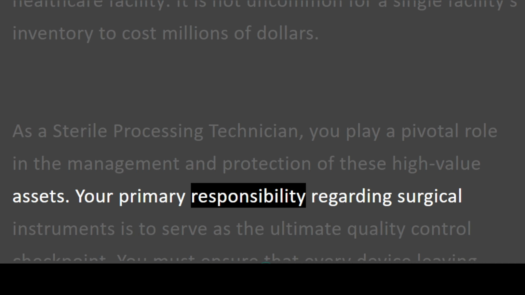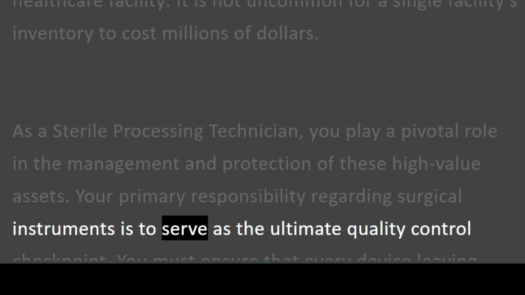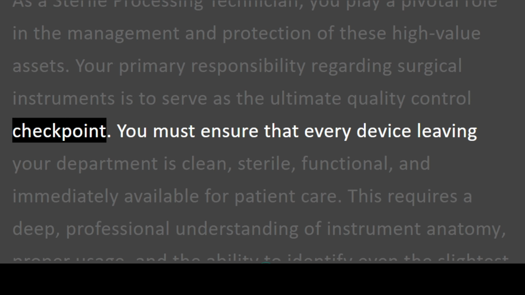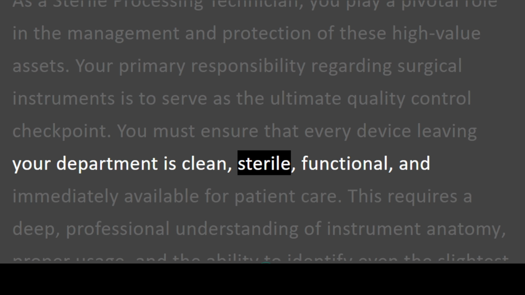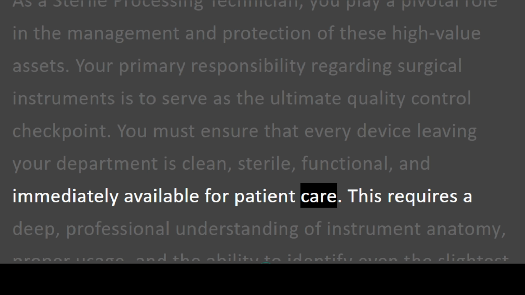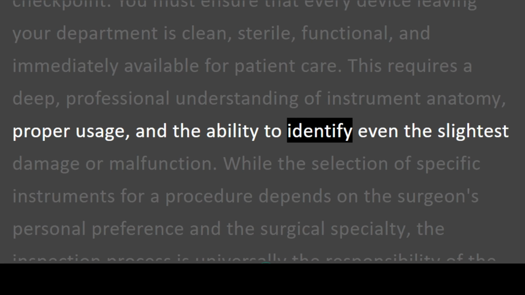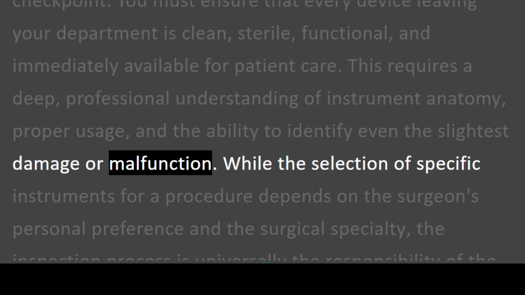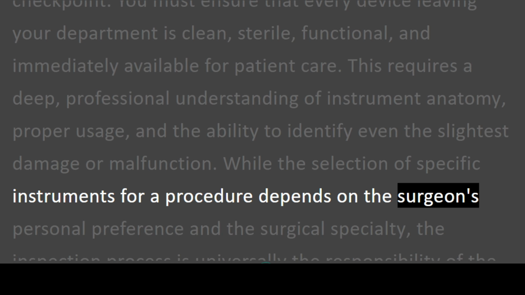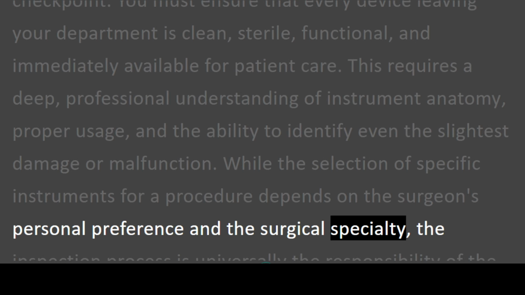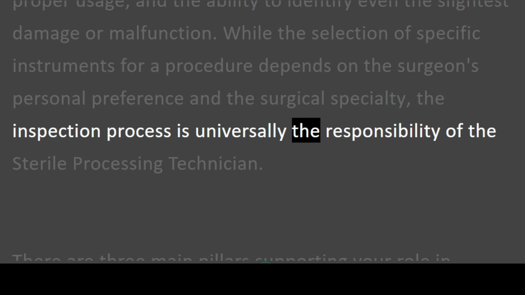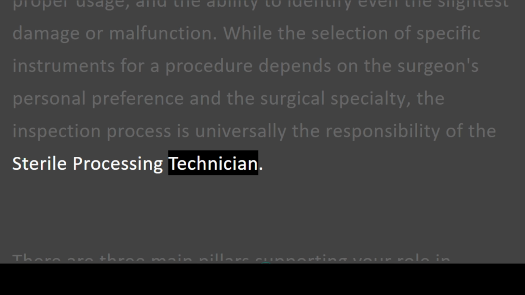Your primary responsibility regarding surgical instruments is to serve as the ultimate quality control checkpoint. You must ensure that every device leaving your department is clean, sterile, functional, and immediately available for patient care. This requires a deep, professional understanding of instrument anatomy, proper usage, and the ability to identify even the slightest damage or malfunction. While the selection of specific instruments for a procedure depends on the surgeon's personal preference and the surgical specialty, the inspection process is universally the responsibility of the sterile processing technician.